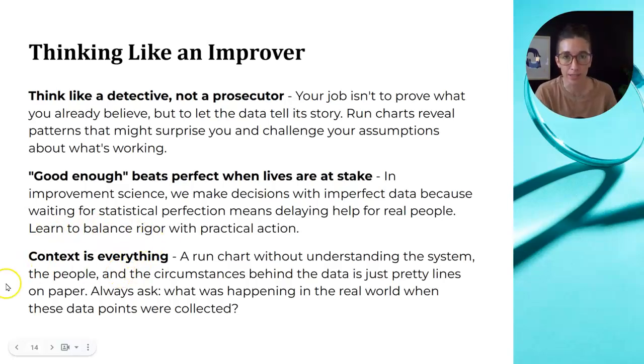Context is also everything. All right, we're thinking run chart analysis. A run chart without understanding the system, the people, and the circumstances behind the data is just pretty lines on paper, right? We have to understand the context. We know that this run chart is just a piece of the puzzle, and it's a visual way of showing change or not change, but it's helpful to understand the context and all of the things that are pressing upon how those data points might be moving or adjusting. Always ask what was happening in the real world when these data points were collected.